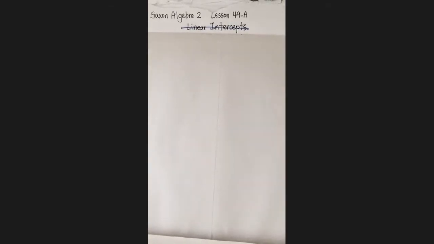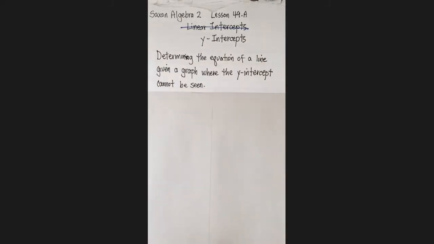Hello, students. This is Saxon Algebra 2, Lesson 49A, which they called linear intercepts. But as you can see, I don't like that title because it's like introducing new terminology. We know these linear intercepts as y-intercepts, and so that's what I would call it. And I've given it a subtitle as well. The subtitle is Determining the Equation of a Line Given a Graph where the y-intercept cannot be seen.